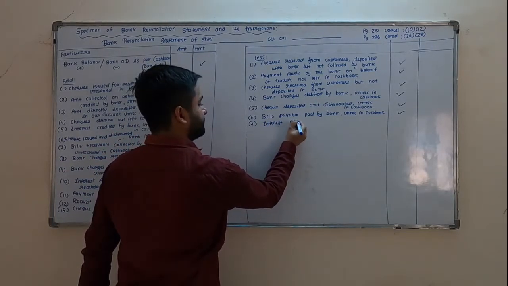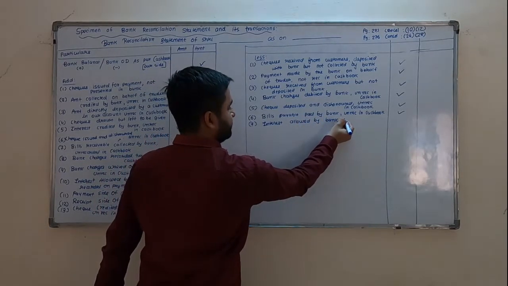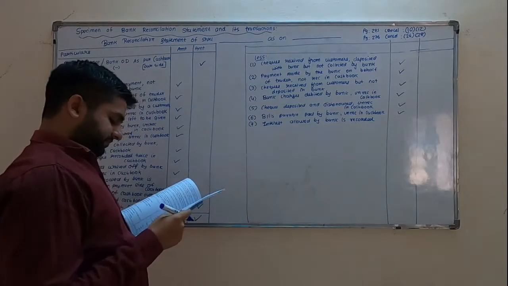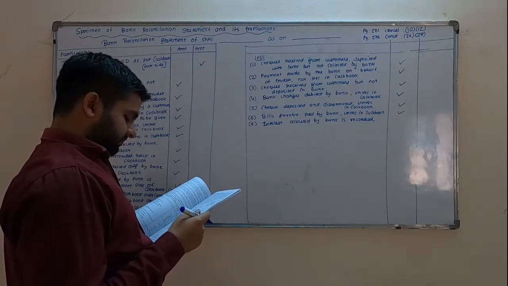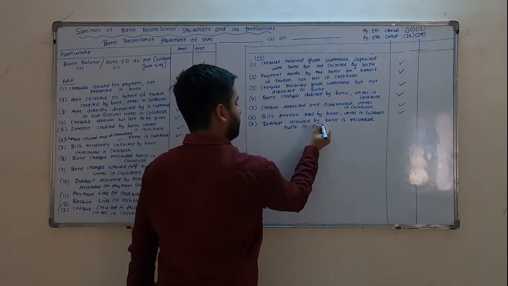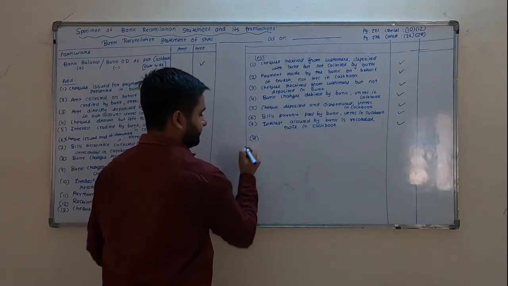Interest allowed by bank is recorded twice in cash book. Okay, totally opposite transactions of each other. Number 8.